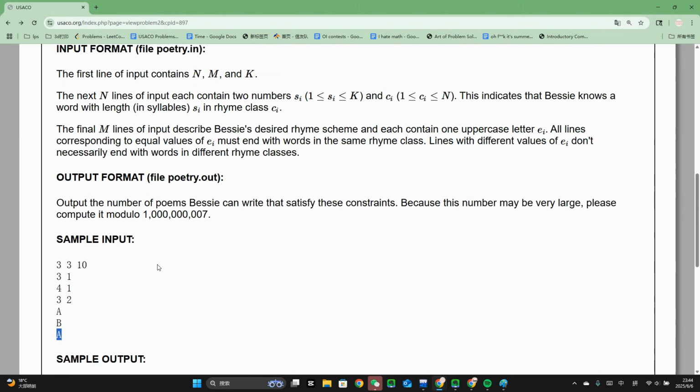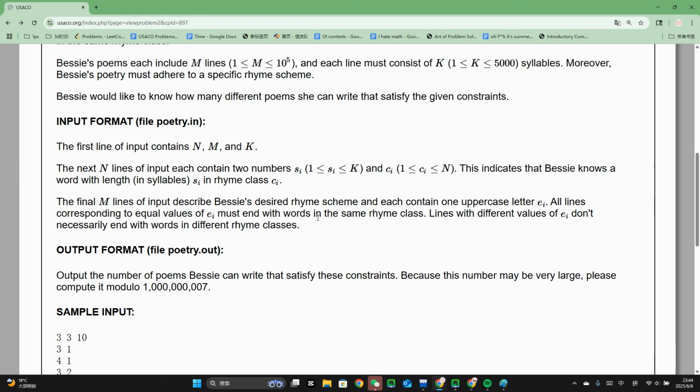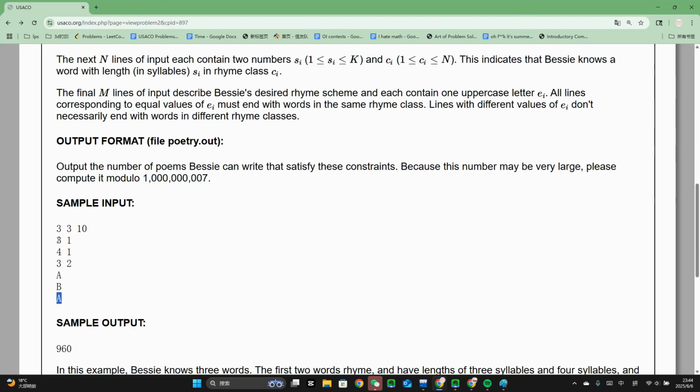However, rhyme class is different from rhyme scheme, which is kind of confusing for this problem. A rhyme class is what class this word rhymes with. So, for example, word 1 has length 3 and rhyme class 1, which means it rhymes with word 2, which also has rhyme class 1 but has a length of 4. And they don't rhyme with rhyme class 2, which is the third word. So, for example, a poem you could write with this would be word 1, word 3, word 2, and that would follow the rhyme scheme.